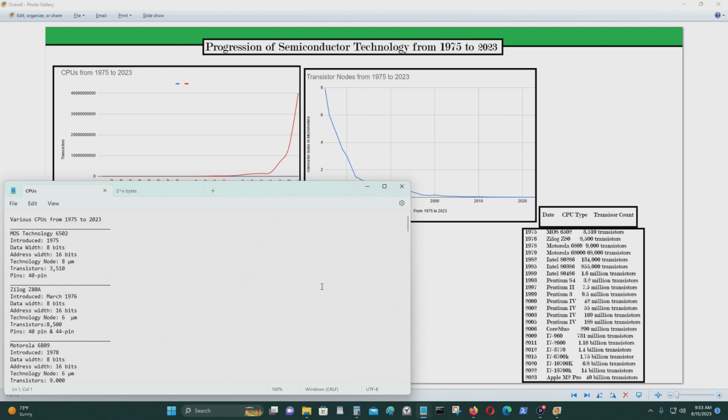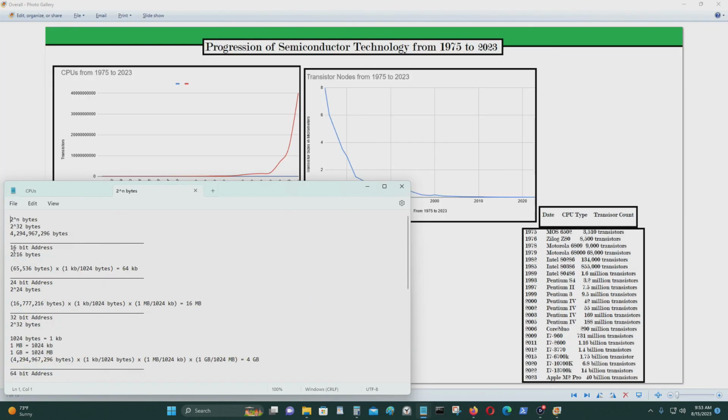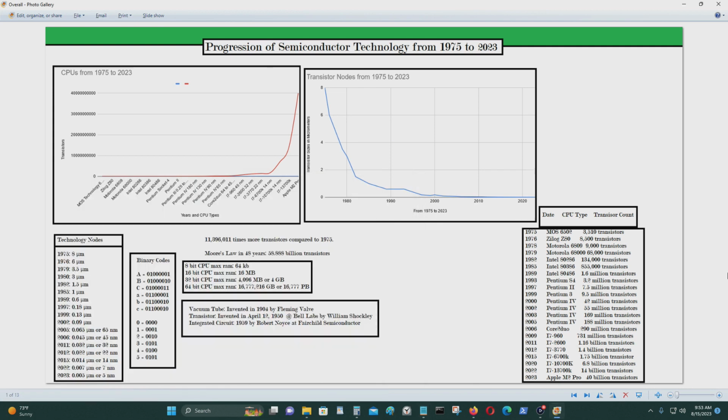And it had a 16-bit address width. So the way you find out this number is simple. It's 2 to the n power, so 2 to the 16 bytes. You get 65,536 bytes times 1 kilobyte divided by 1,024 bytes, so you get 64 kilobytes. So the maximum amount of memory you could have for a MOS 6502 was 64K.